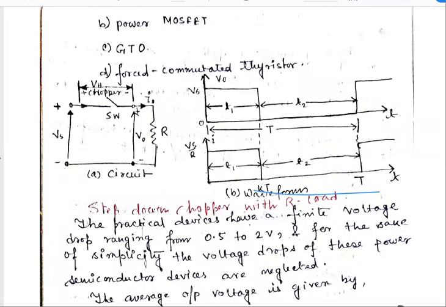Now, when the switch is in the on condition for the time T1, Vs is applied across R. So the value of output voltage VO is the same as Vs during this time T1. When the switch, that is the chopper, is open, there is no current flowing through the resistor, so there is no voltage drop, meaning it falls to 0. This T1 is also called the turn on time T on, and T2 is called the turn off time.